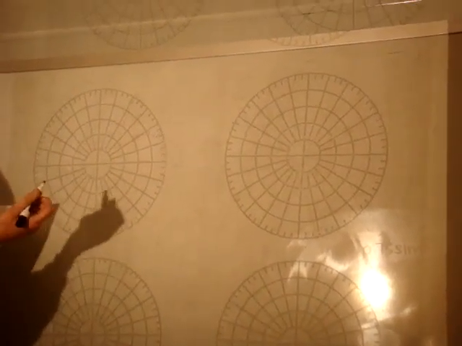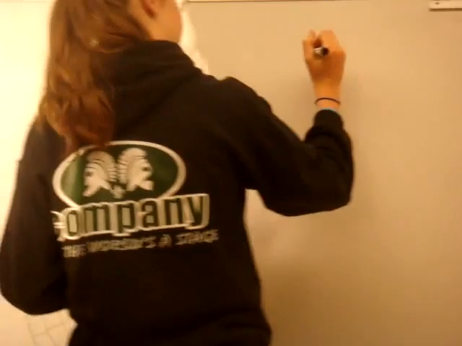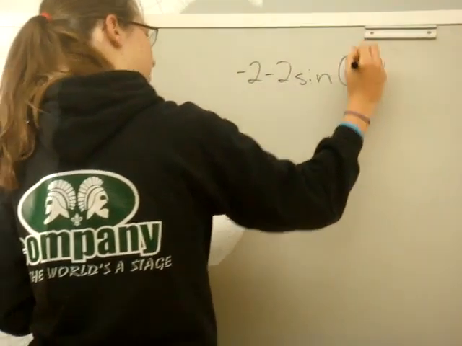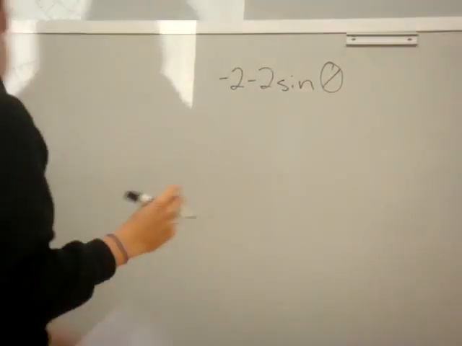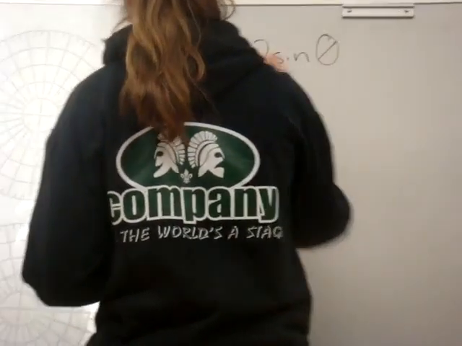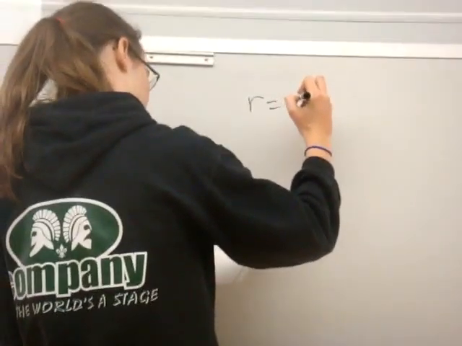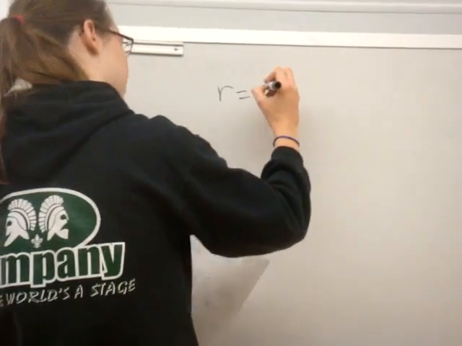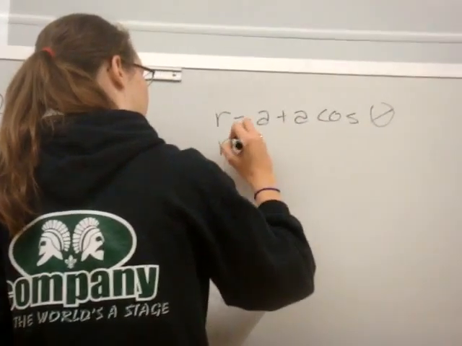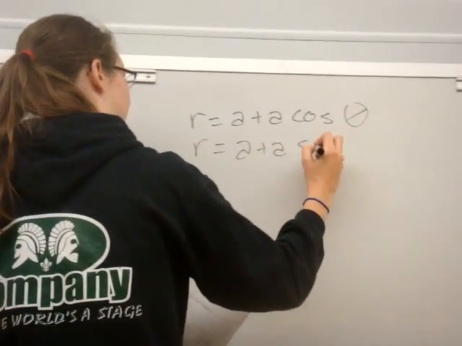Okay, so cardioids. First of all, the equation on the right hand side. So I'm going to graph r = -2 - 2 sine theta. Write the equation. Why are you people not putting the r in front of it? All cardioids are r = a + a cosine theta, or r = a + a sine theta.